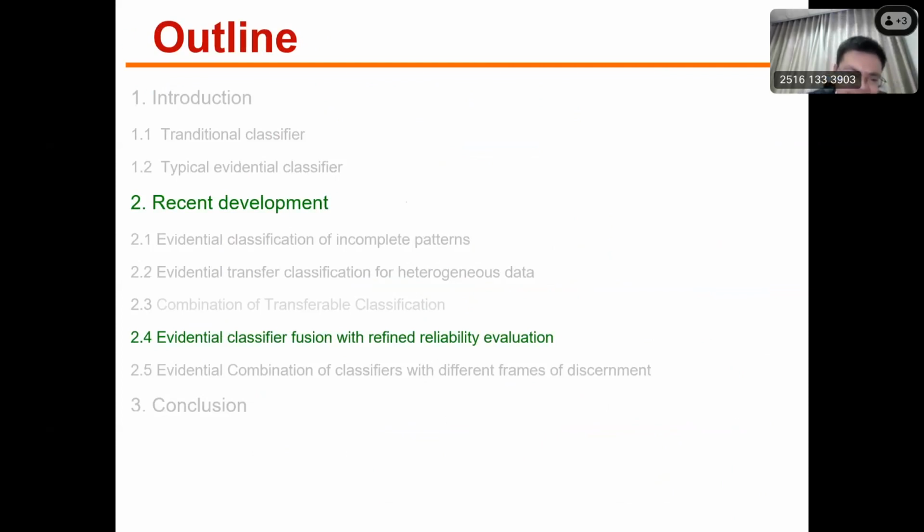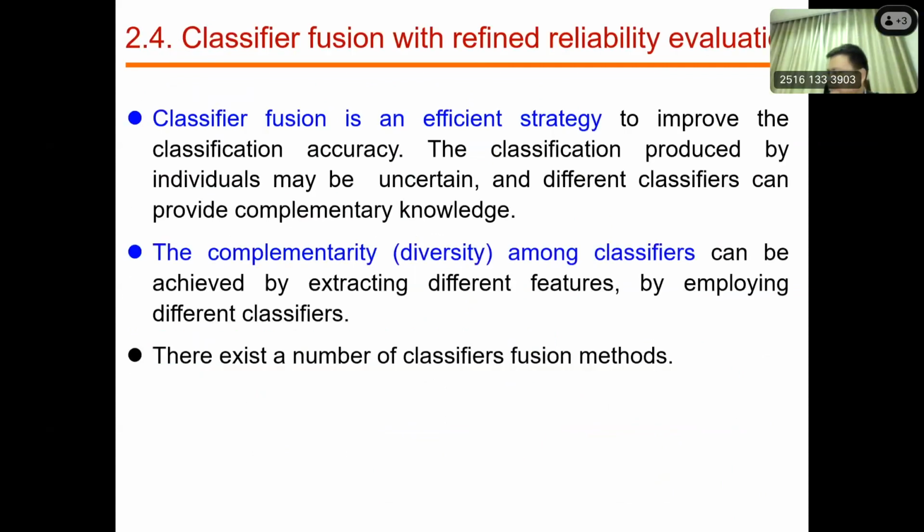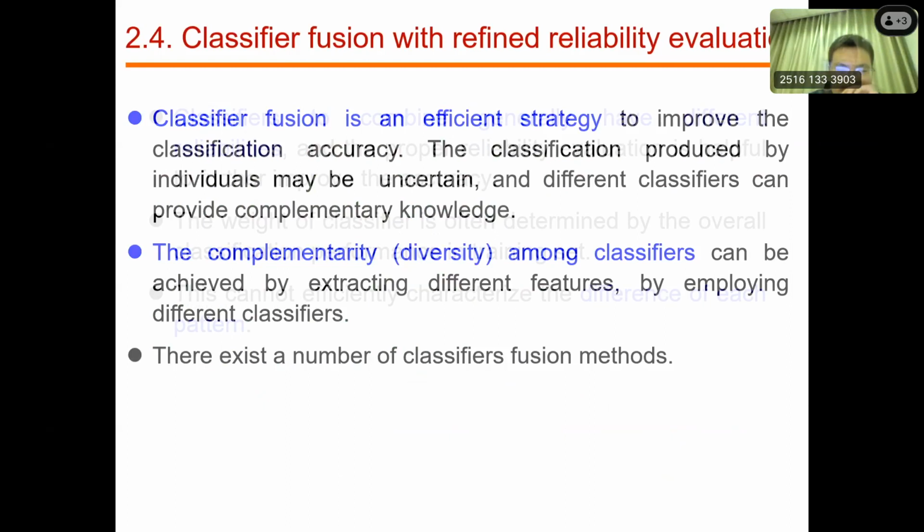Okay, in the next work I will introduce evidential classifier fusion with a refined reliability evaluation. As we know, classifier fusion is a very efficient strategy to improve classifier accuracy. There exist a lot of classifier fusion methods, because different classifiers usually can provide complementary knowledge for each other. So the combination of different classifiers usually can improve the accuracy.